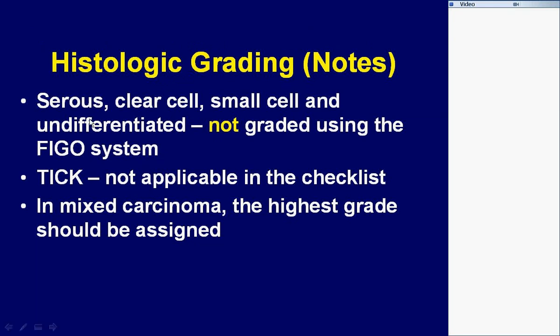Again, going back to the grading, serous, clear cell, and small cell and undifferentiated are not graded using the FIGO system. So in the table, when you have these carcinomas, you just check or tick not applicable.